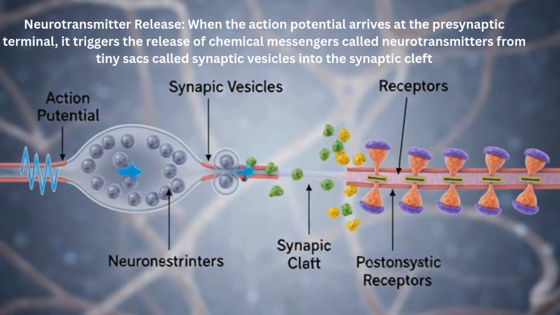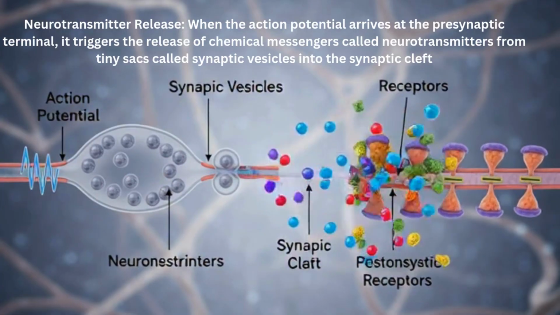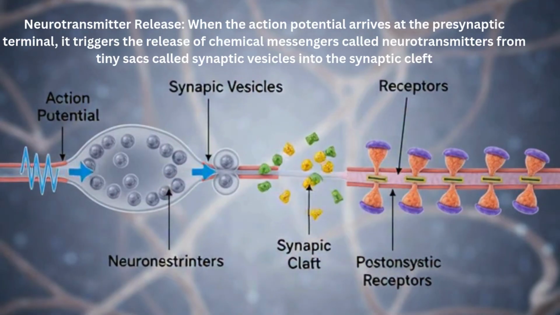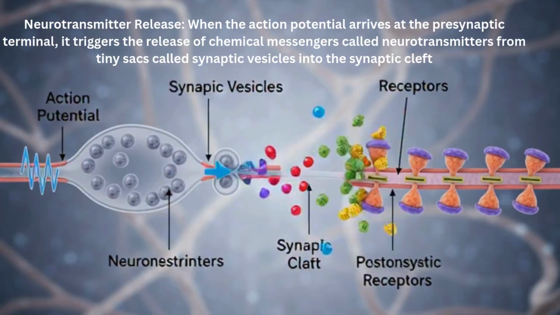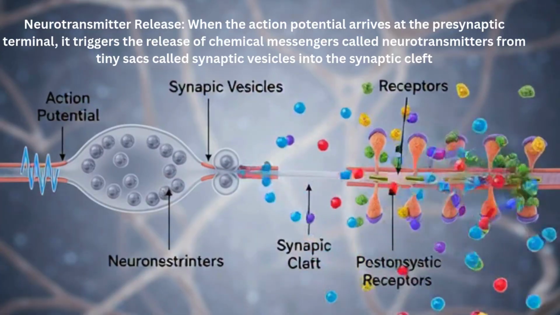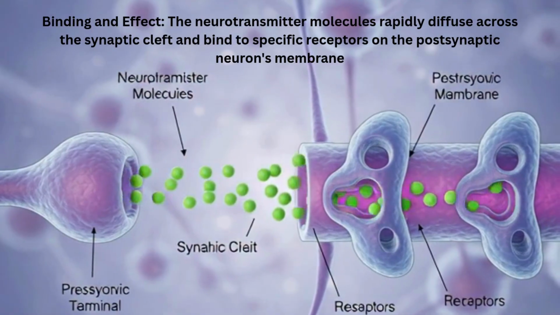Neurotransmitter release. When the action potential arrives at the presynaptic terminal, it triggers the release of chemical messengers called neurotransmitters from tiny sacs called synaptic vesicles into the synaptic cleft.